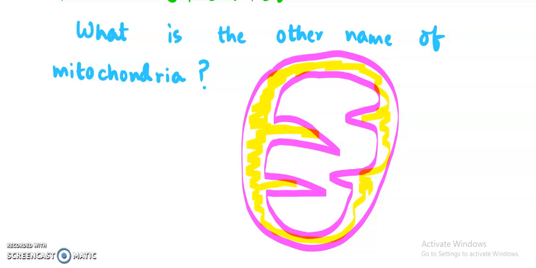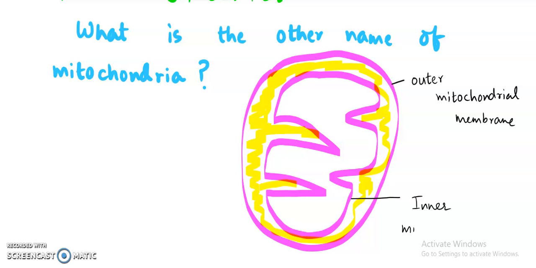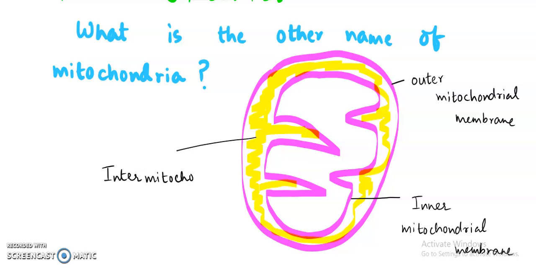So mitochondria is one such organelle that has two membranes. The one on the outer side, it is known as outer mitochondrial membrane, and the one on the inner side, it is known as inner mitochondrial membrane. You can also see that there is a space between the inner and the outer mitochondrial membrane, and this space is known as intermitochondrial space.